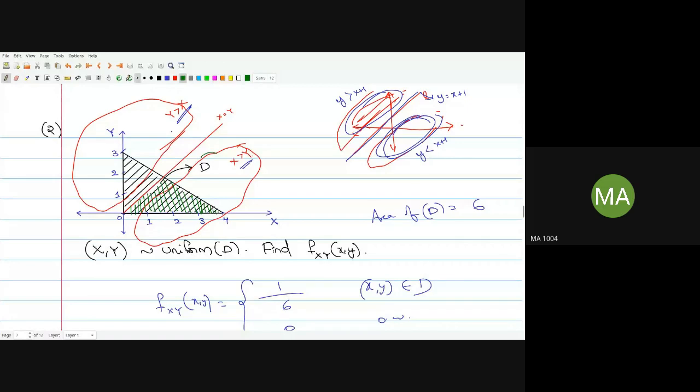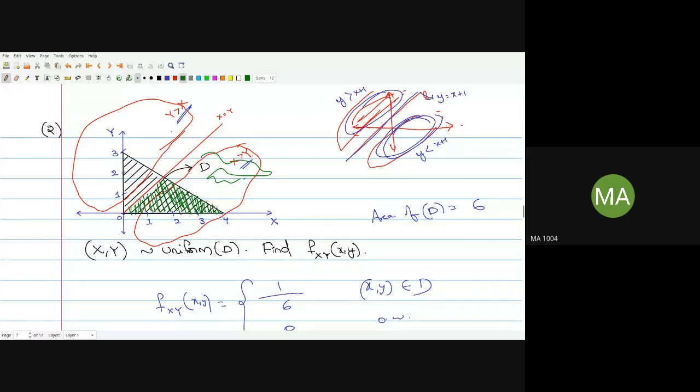So we are not worried about these regions because here f(x,y) is 0. So there is no density. Okay. So we have to worry only within our region D. Within our region D, this is the region where x is greater than y. So I have to find out this probability.